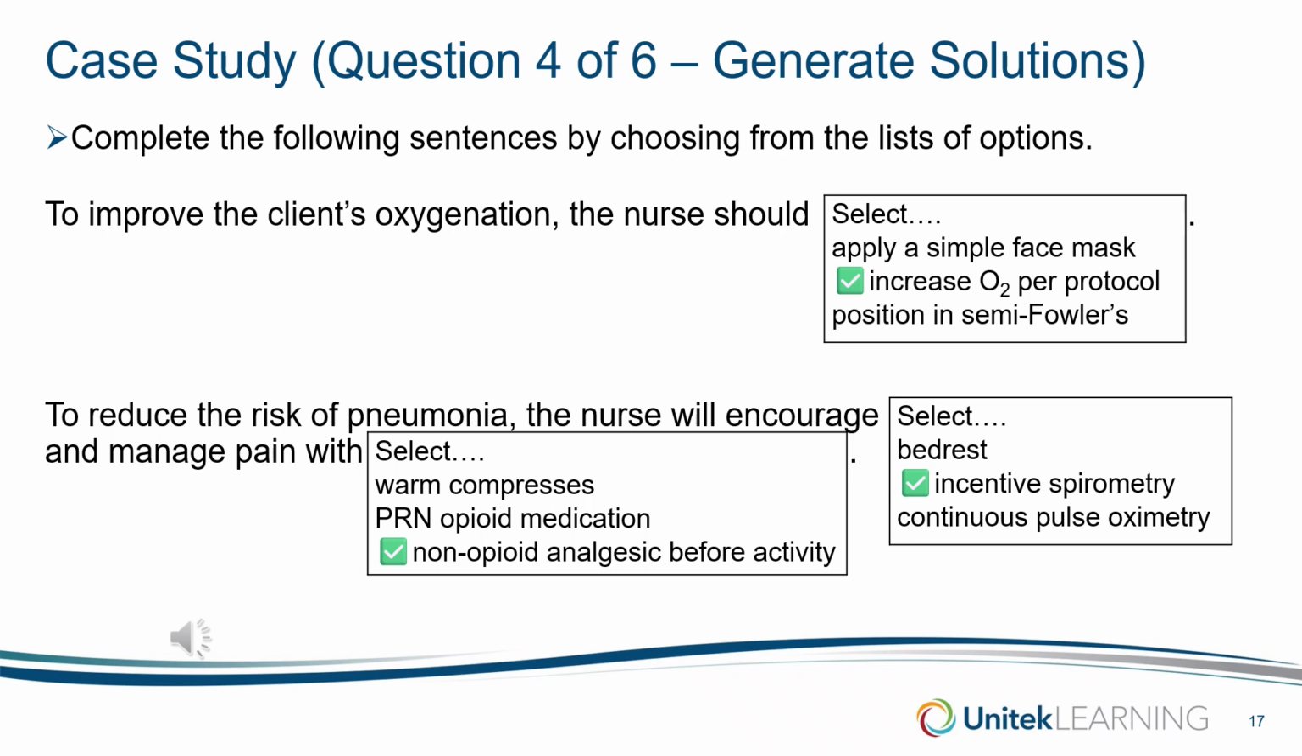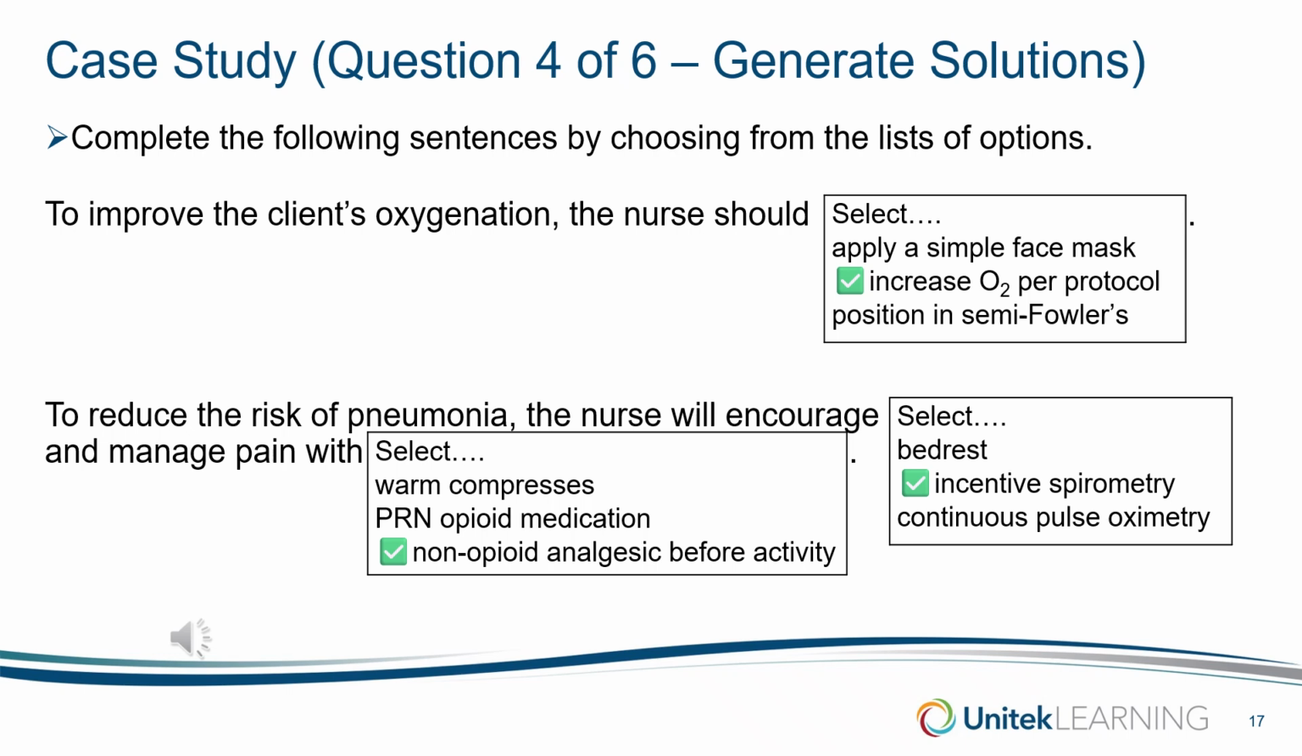Therefore, increasing the O2 per protocol is the correct option. To reduce the risk of pneumonia, the nurse will encourage blank and manage pain with blank. So first we will encourage either bed rest, incentive spirometry, or continuous pulse oximetry. We need to pick the option that's going to be most effective for reducing the risk of pneumonia.